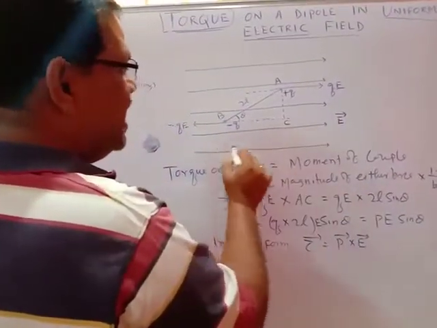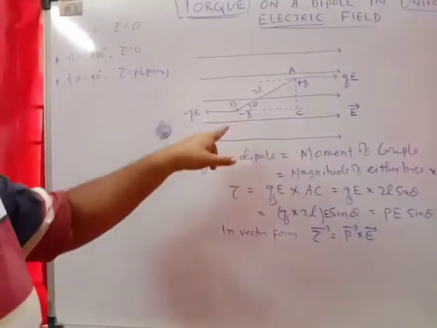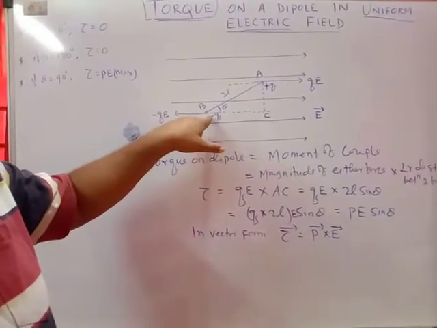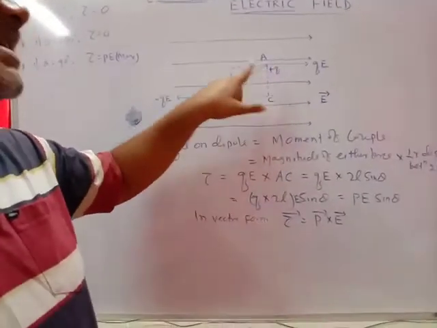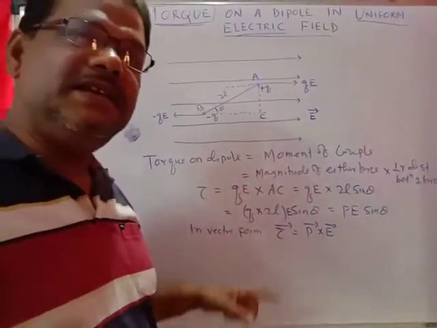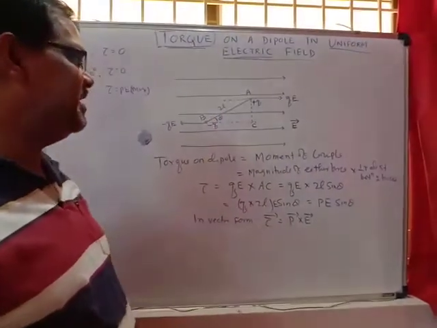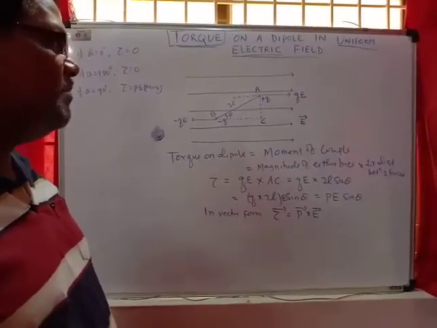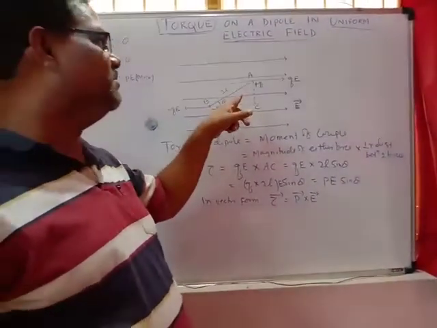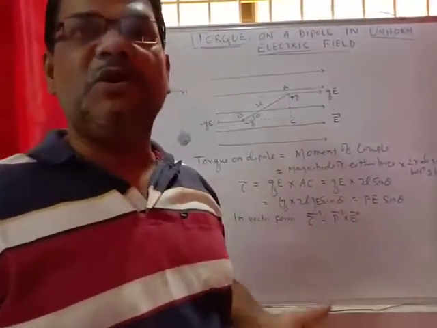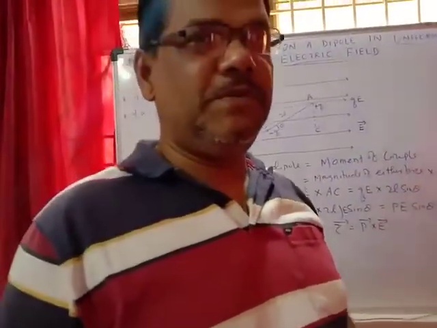Clear? And the electric dipole consisting of minus q and plus q charge is placed in a uniform electric field. We will be finding the torque acting on this dipole.